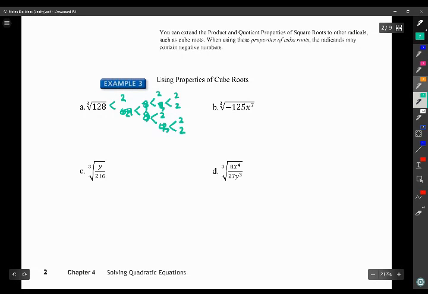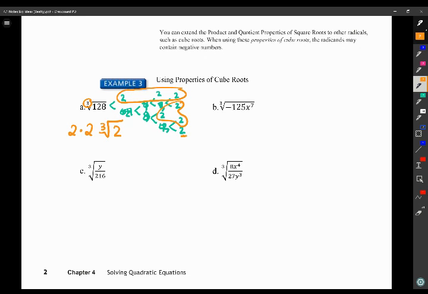And so now when I look for groups, I'm looking for 3 because there's a 3 on the shelf. So I've got 3 2's here, so we write it down. We have 3 2's here, so we write it down. And then we have this little 2 that wasn't in a group of 3, so it stays under the root that has a 3 on the shelf. And so now we multiply. 2 times 2 is 4, and we get 4 cubed root of 2.